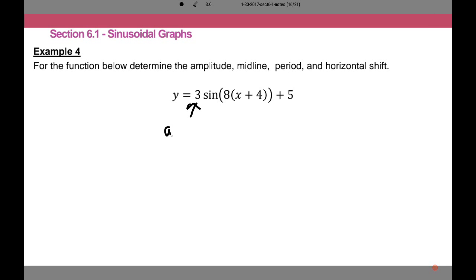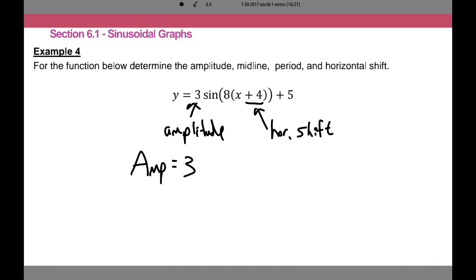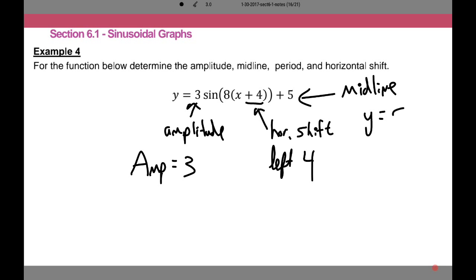So this 3 is the amplitude. So amplitude is equal to 3. This plus 4 is our horizontal shift. And since it's plus 4, that means we are going left 4 for our horizontal shift. Our midline is this number out here, so our midline is y equals 5.